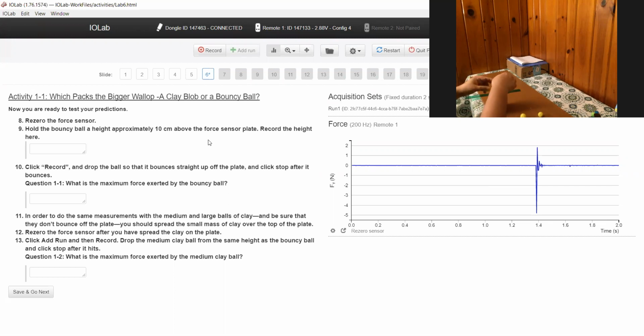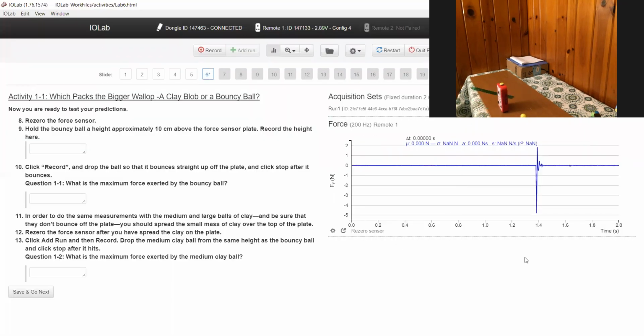Then you can keep it here. So a small amount would be okay. The trick will be that we'll take everything as 0 now. So what you can do after that is, I've already done that. Then you can zero the sensor. It has to be after putting this clay over here, then you can zero it. And then let's do it for the medium clay ball first.